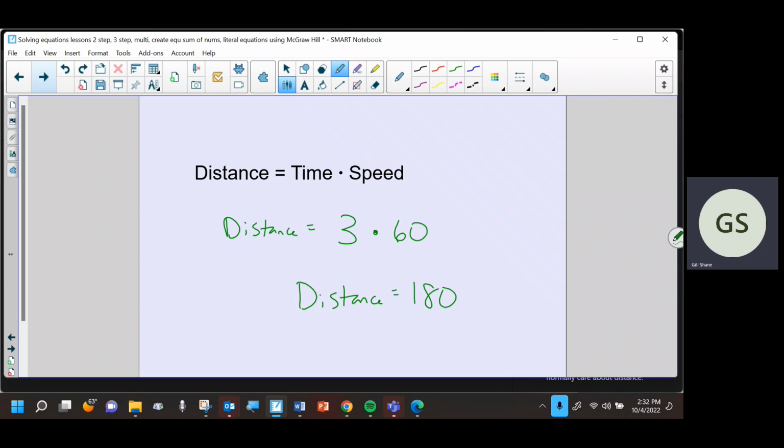Here's the thing though, we don't normally care about distance. And a lot of this is before Google, but we normally care how long it's going to take us to get somewhere. So we don't really care about this formula normally.